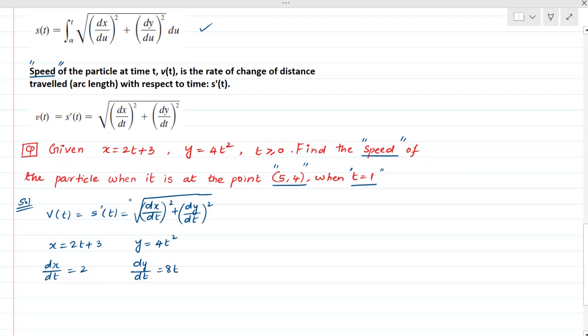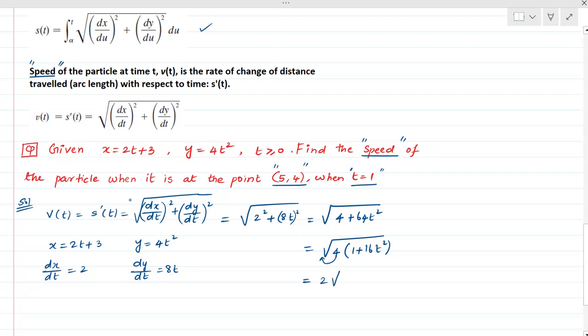Now if I substitute in the formula, you will have 2 squared, which is 4, and here 8t, whole squared. So which is equal to the square root of 4 plus 64t squared. Now I can take 4 as a common factor. So you will get 1 plus 16t squared. When you take the 4 out separately, it becomes 2. So 2 square root of 1 plus 16t squared.